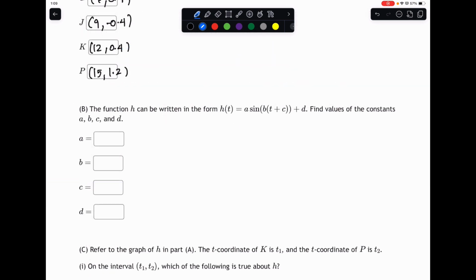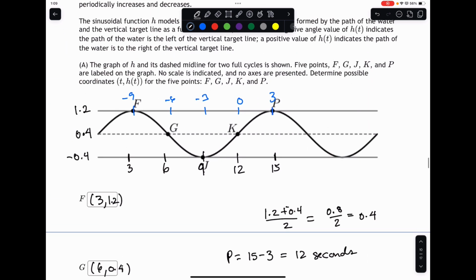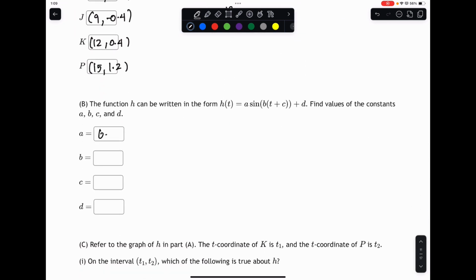Now, for the values of A, B, C, and D, we'll start with the value of A. A is going to be, again, that amplitude, the distance from the midline to the top, which is 0.8, and our midline is 0.4. So our answers are 0.8 and 0.4.